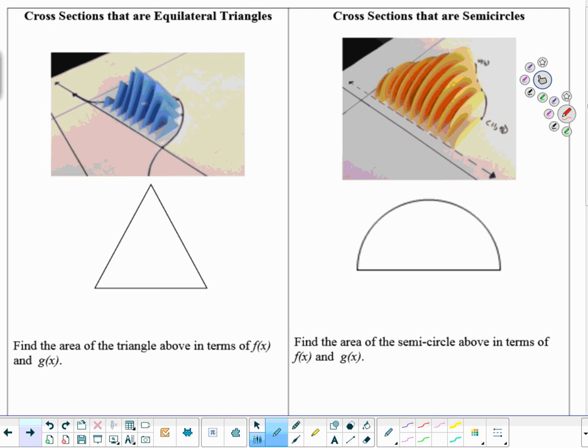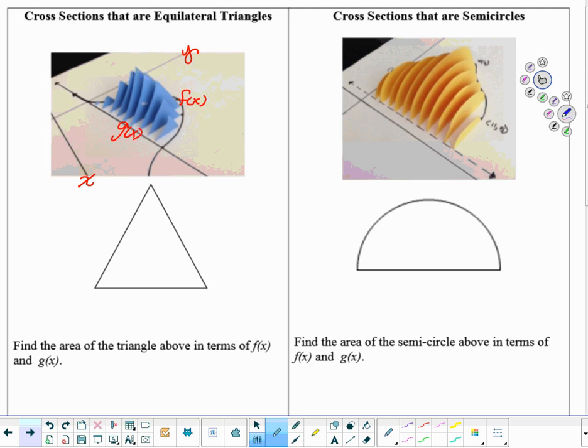How about if it's an equilateral triangle? Equilateral triangles are a little bit more difficult. This is my x-axis. This is my y-axis. This is f of x, since it's my higher curve. This is g of x.